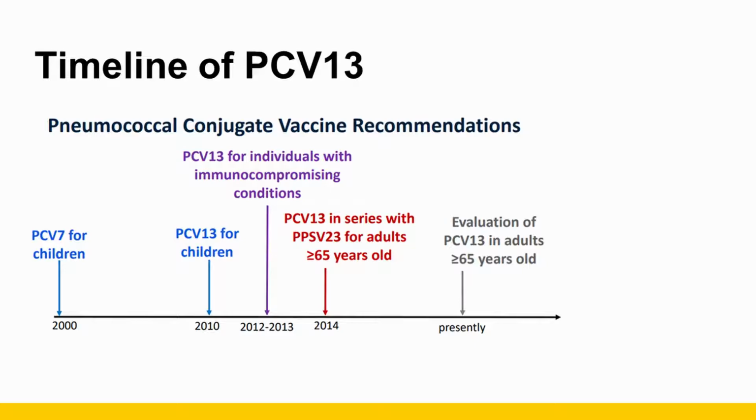But if you note on this timeline, we've been using a similar vaccine, the PCV7 and then the PCV13, for children since the beginning of this century, since around 2000. So that's going to be important for us to consider as we think about what is happening right now. So kids have been getting this for a number of years. You notice right now there's this evaluation of PCV13 in adults greater than or equal to 65. This is what we're going to talk about here, is what did that evaluation come up with and why is it confusing us so much?